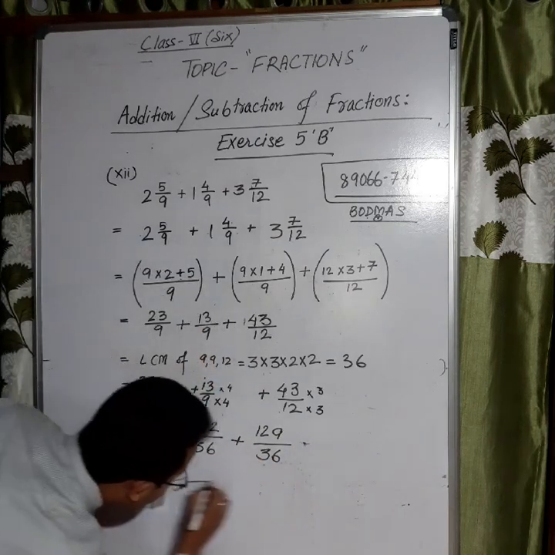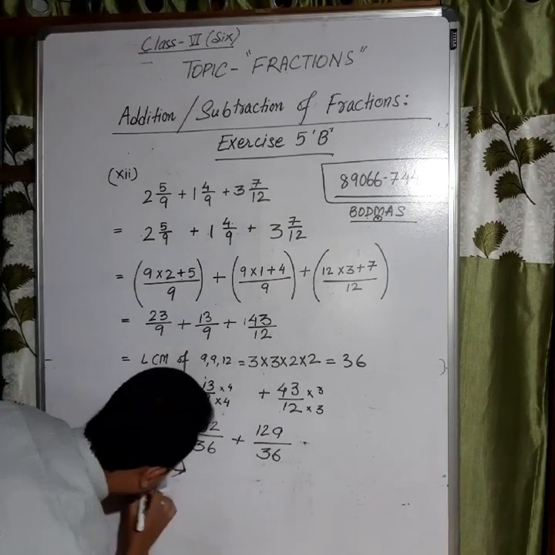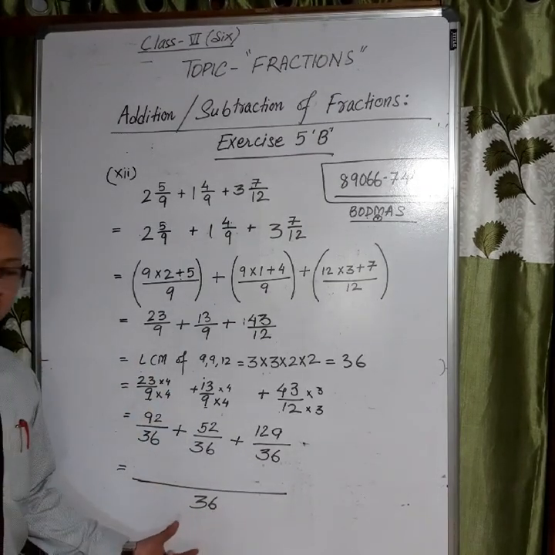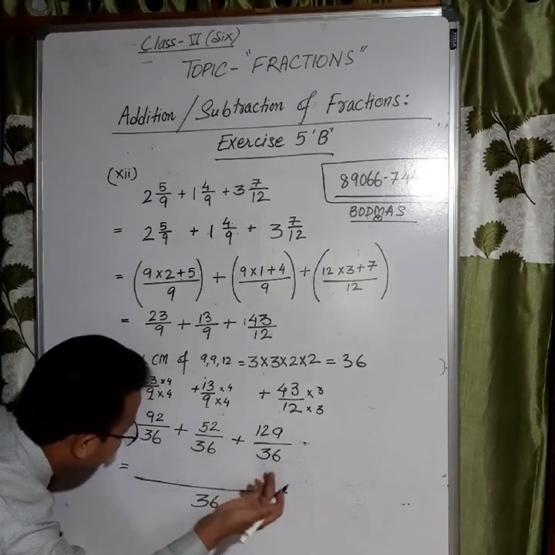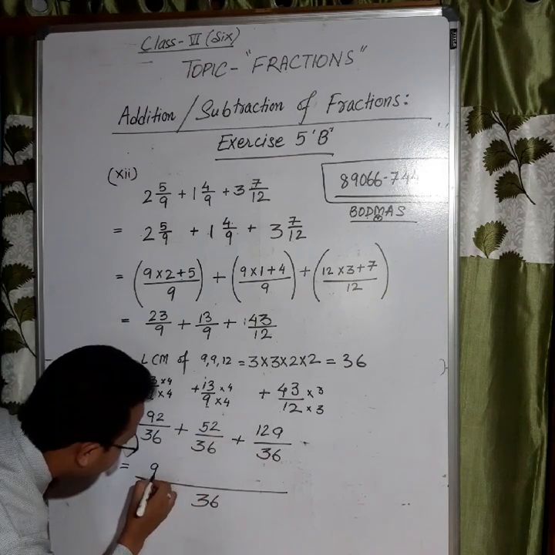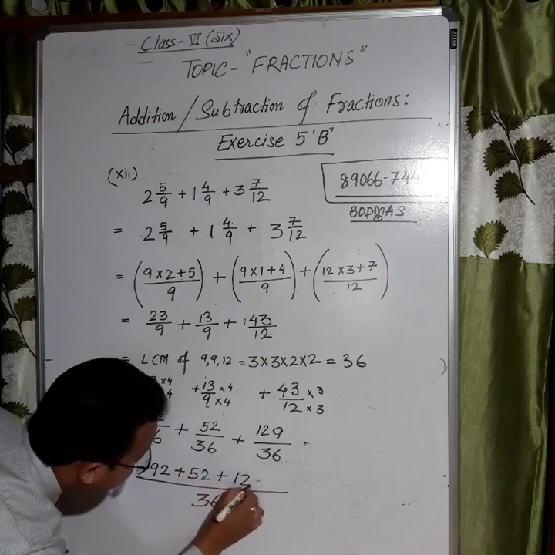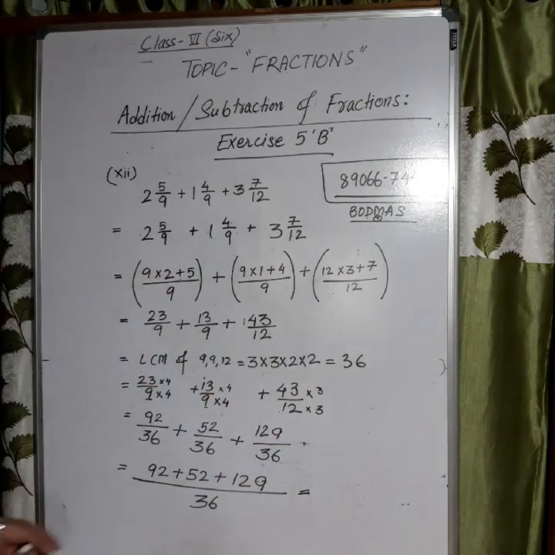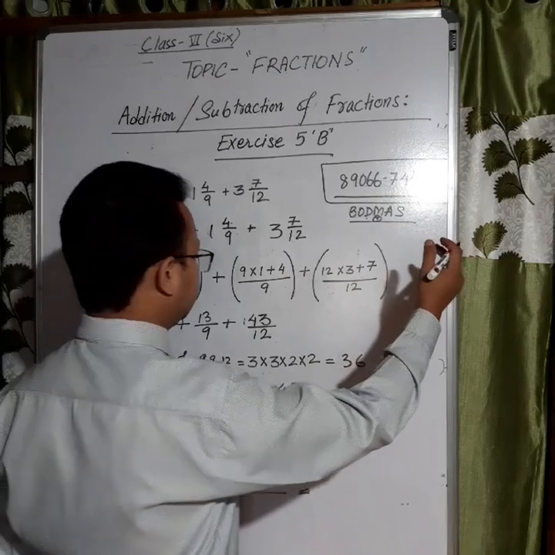So now the simplest rule for this portion is write the denominator in this way, add all the numerators because the common denominators are 36. So we'll add all the numerators. 92 plus 52 plus 129. So you need to add it all. If you want to do it rough, you can do it on the right hand side.